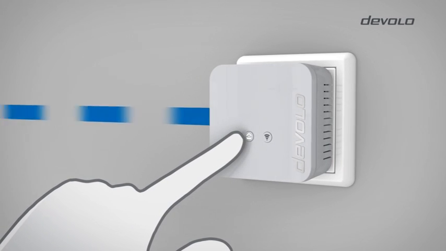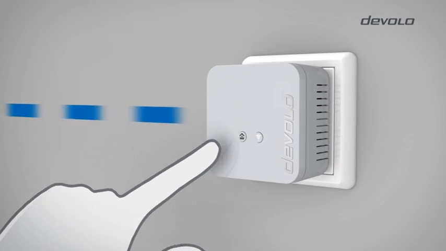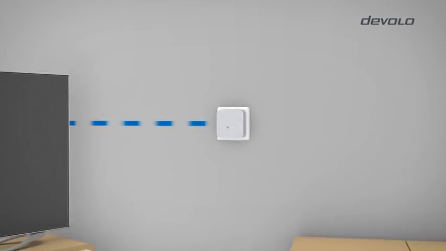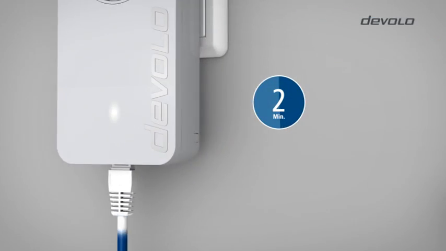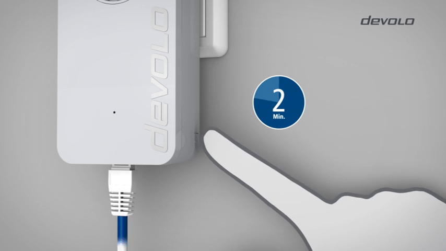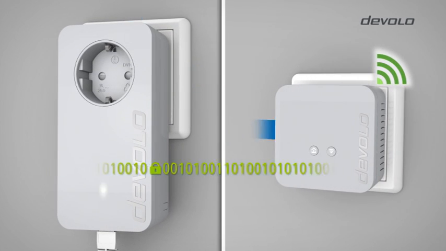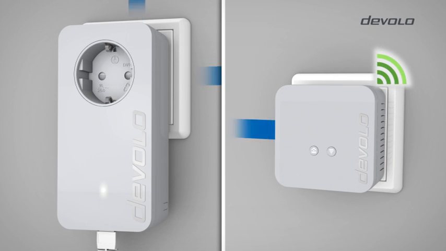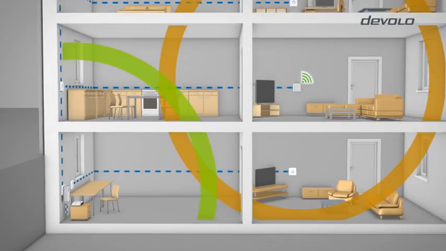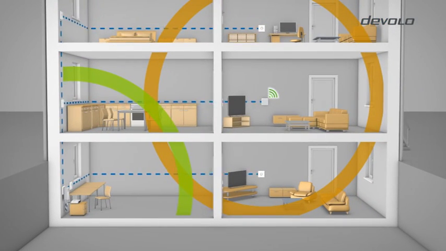Now, briefly press the encryption button on your Wi-Fi adapter, and then press the encryption button on the first adapter within 2 minutes. As soon as the power LEDs on both adapters are continuously lit again, the automatic encryption is finished, and your power line network is protected against unauthorized access.